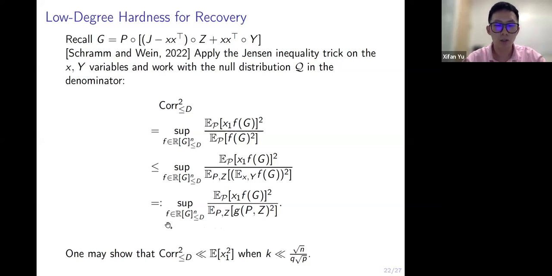And in the end, we can show that the low degree correlation is much smaller than the expectation of x1 squared whenever k is below the square root of n over k times square root of p, which is exactly the hard regime in the log density setting. And when k is above this, we actually have a simple spectral algorithm to recover both the support of S and the latent ranking on S.